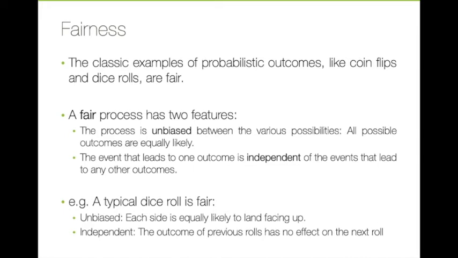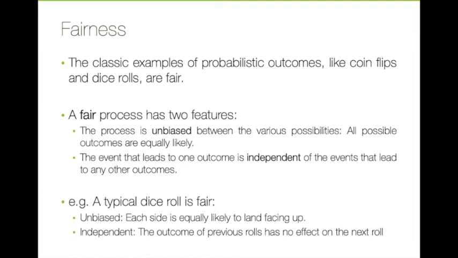Examples that we've looked at, like coin flips and dice rolls, have this characteristic of fairness. Each outcome of the roll or the flip is determined by a fair process. A fair process has these 2 features. The process is unbiased between the various possibilities. So that means that all of the possible outcomes are equally likely. And in a fair process, the event that leads to one outcome is independent of events that lead to any other outcomes.